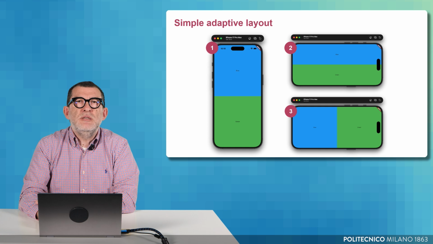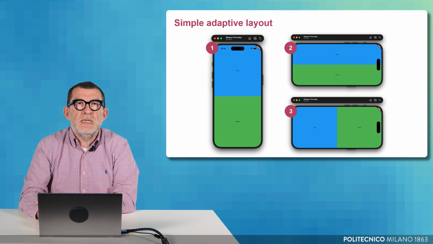In this lecture, we will examine two concrete examples to better understand how adaptive layouts work in practice. Let's assume that when the screen is in portrait mode, vertical, we want the layout to be divided into two parts, top and bottom. This is case 1. If we rotate the screen, the layout is still divided into two parts, for example, blue and green, and the division remains horizontal. This is case 2.